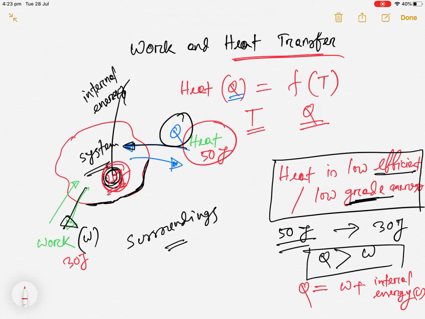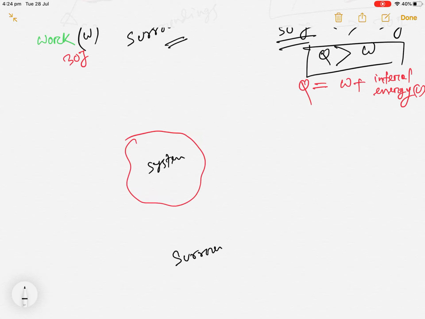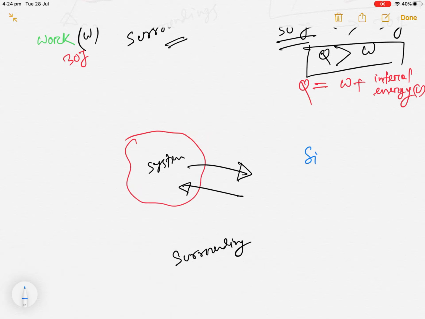But the important thing for system and surrounding is, let me draw another one here. So we said this is system and this is surrounding. So for heat, two cases could happen. One is from the system to the surroundings and another is from surroundings to the system. We need to know the sign convention of this heat transfer between system and surrounding. This is very important. So one case it will be positive, one case it will be negative.